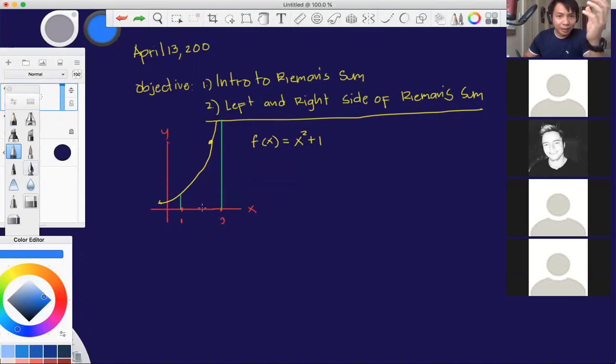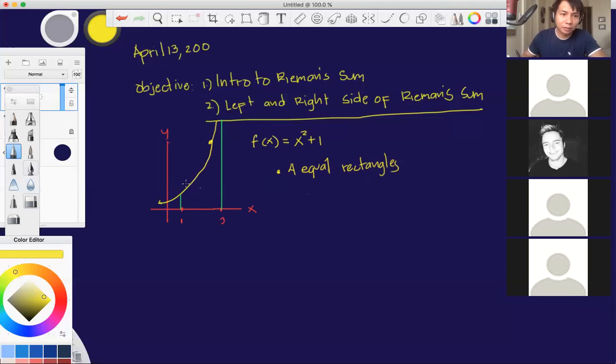So we are still in an approximation form. Now, in this case, let's say we want to divide this area into 4 equal rectangles. So we are going to divide the area into 4 equal rectangles.